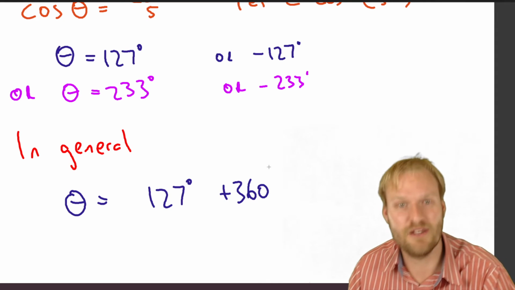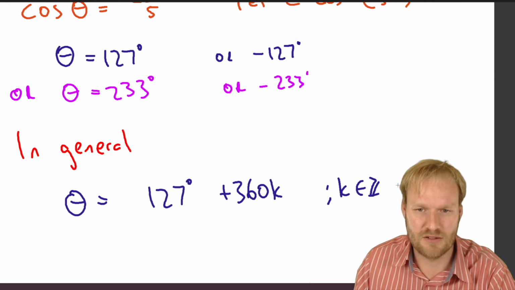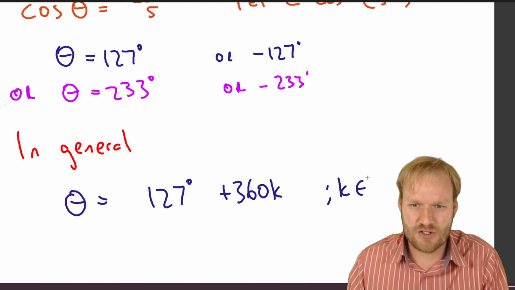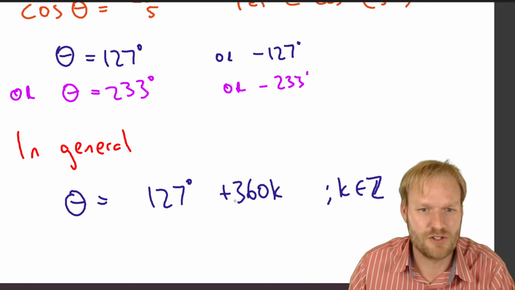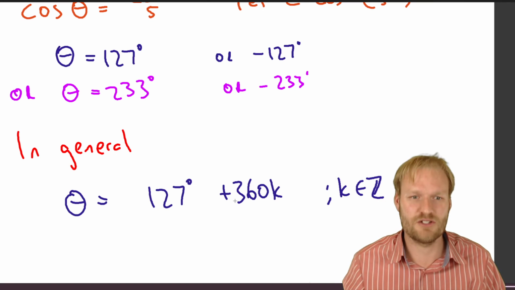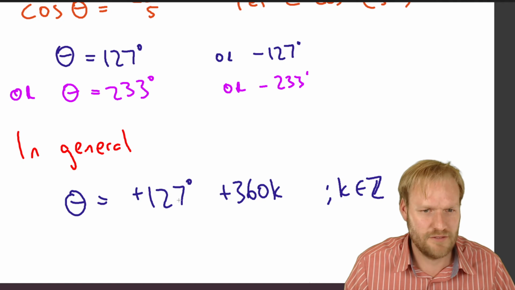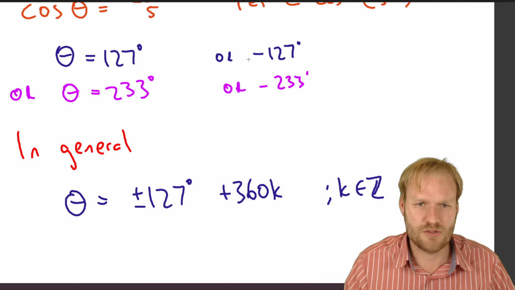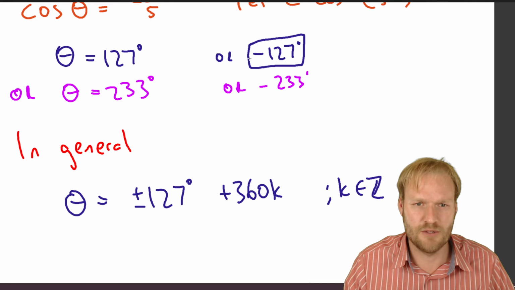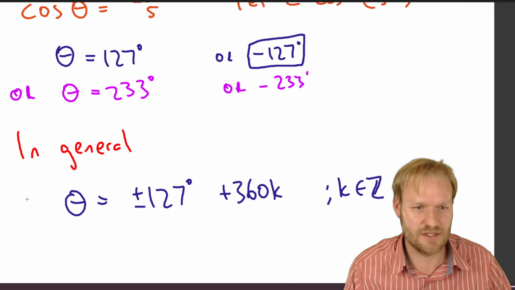And we could subtract 360. So we have this idea again of plus 360k, where k is an integer. So if we added 360, we get another solution. If we subtracted 360, we'd have another solution. But theta could have been positive 127 or negative 127. Look, where we saw another option. And then we could keep adding and subtracting 360s.